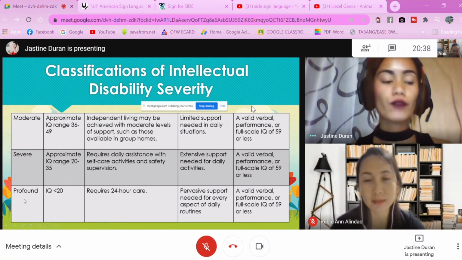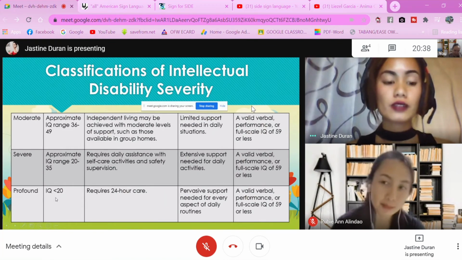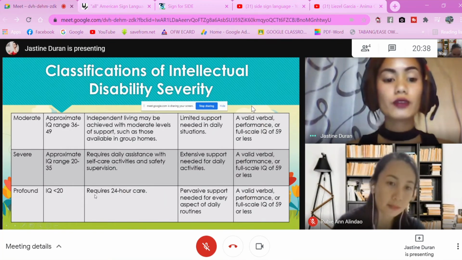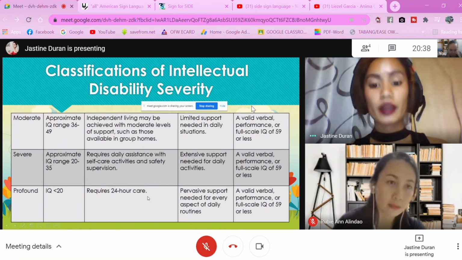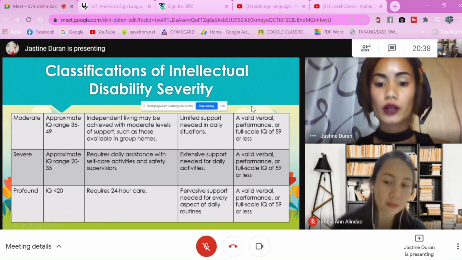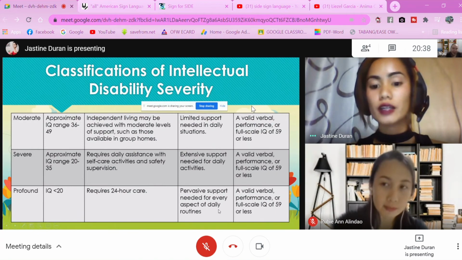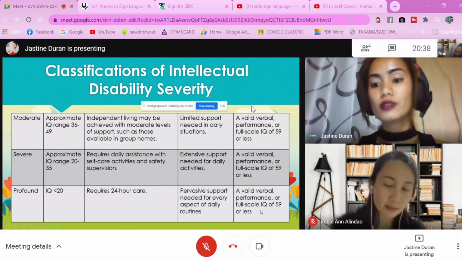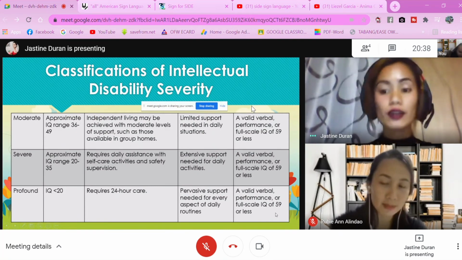Then for profound, for the last classification, IQ is less than 20. It requires 24-hour care, then pervasive support needed for every aspect of daily routines, and a valid verbal performance or full scale IQ of 59 or less.